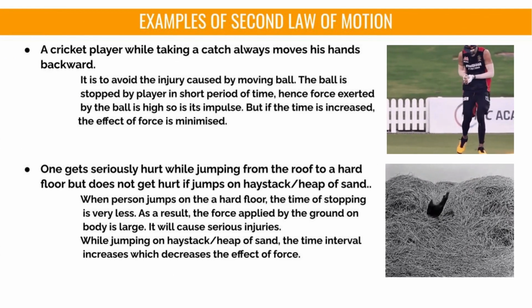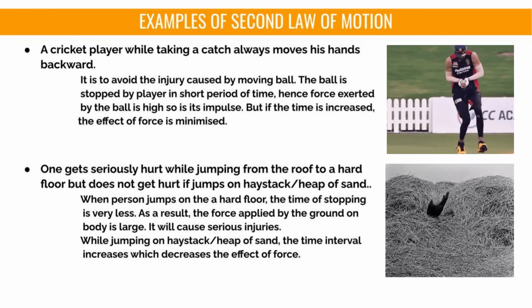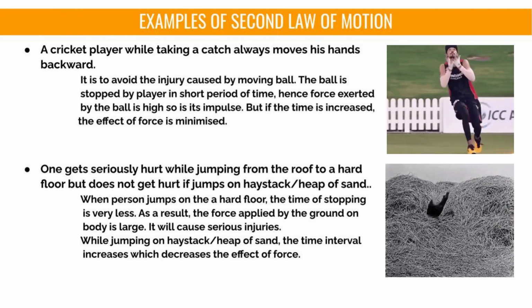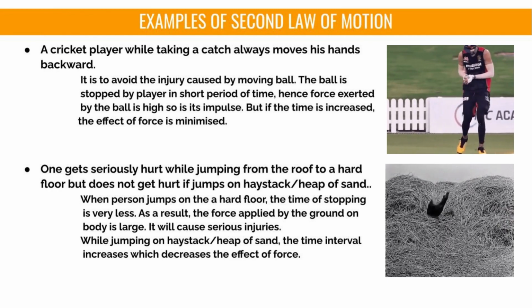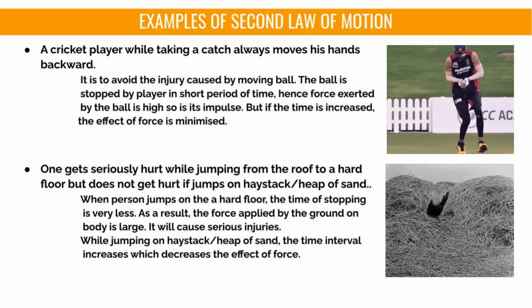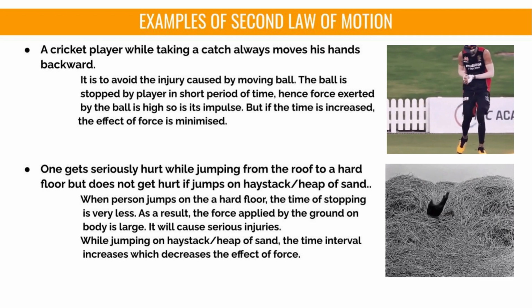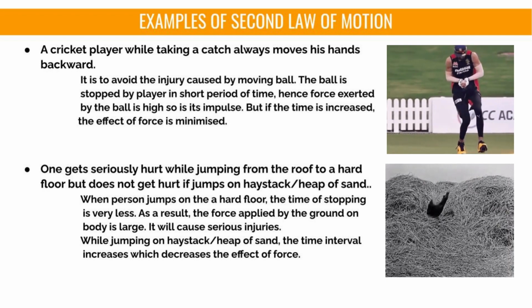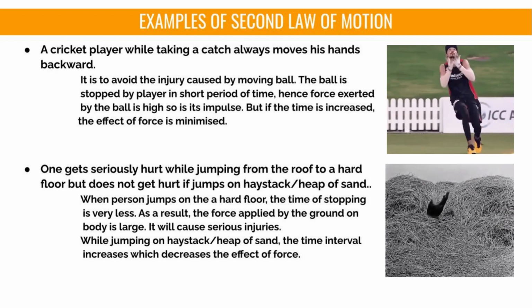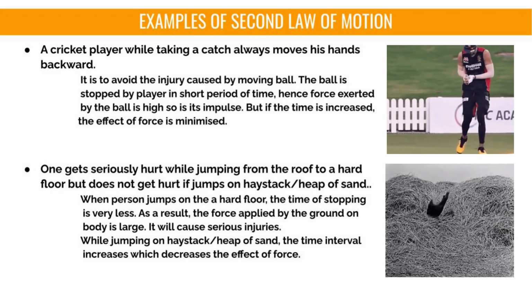Examples of the second law of motion. A cricket player while taking a catch always moves his hands backward. It is to avoid the injury caused by the moving ball. The ball is stopped by the player in a short period of time. Hence the force exerted by the ball is high, and so is its impulse. But if the time is increased, the effect of force is minimized.